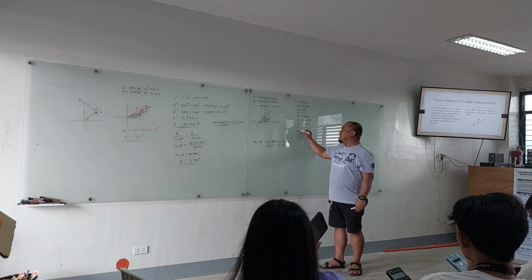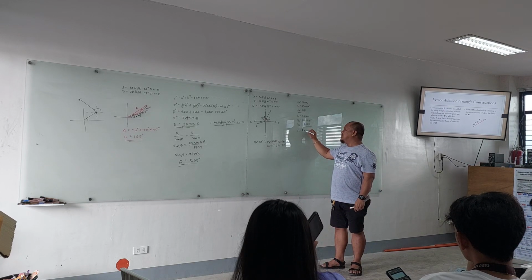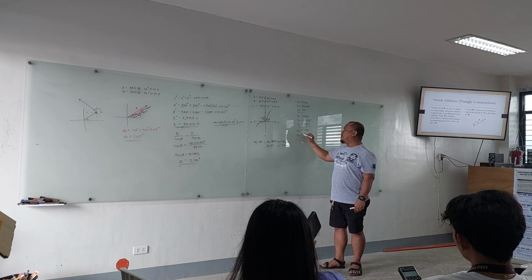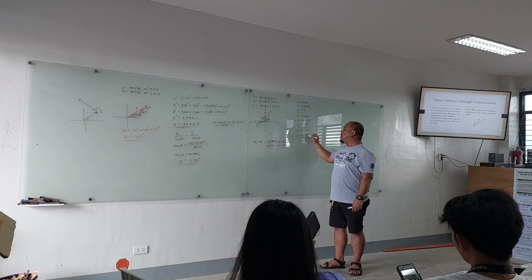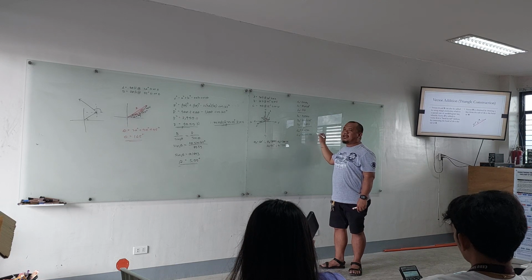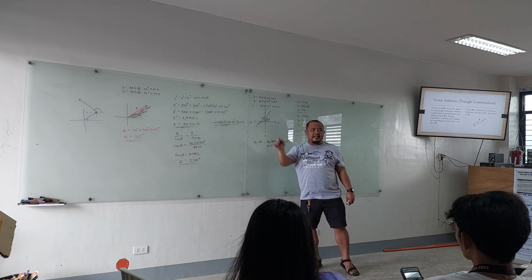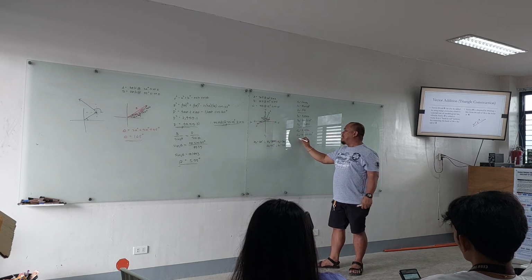Next, CX. CX equals C cosine of theta C. CX equals 15 cosine of 195. Positive or negative? Negative. Take note, its component is negative. What is the answer?